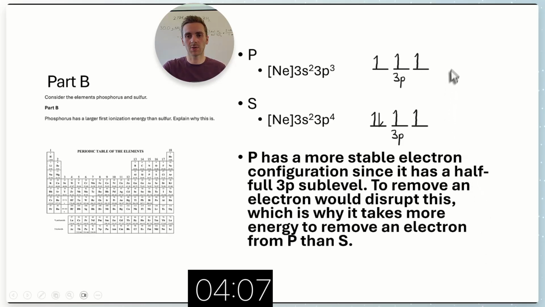And I think I would also draw out these orbital diagrams the way I have here on my answer to make it clear to the grader that I know what their orbital diagrams are, and just as a reference so that the explanation makes a little bit more sense.